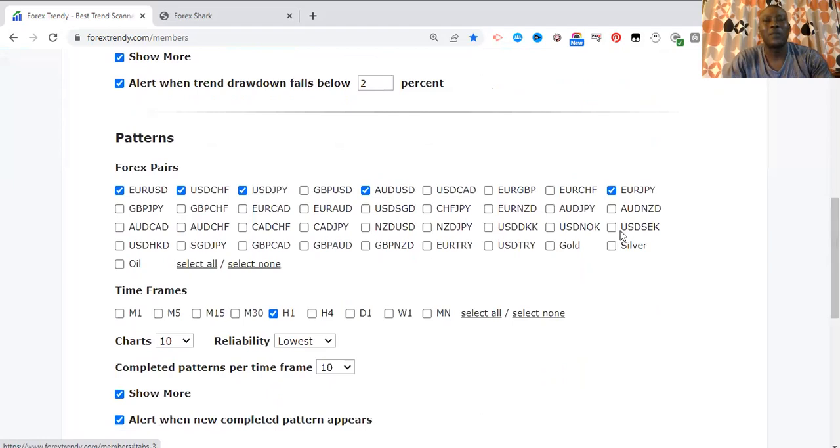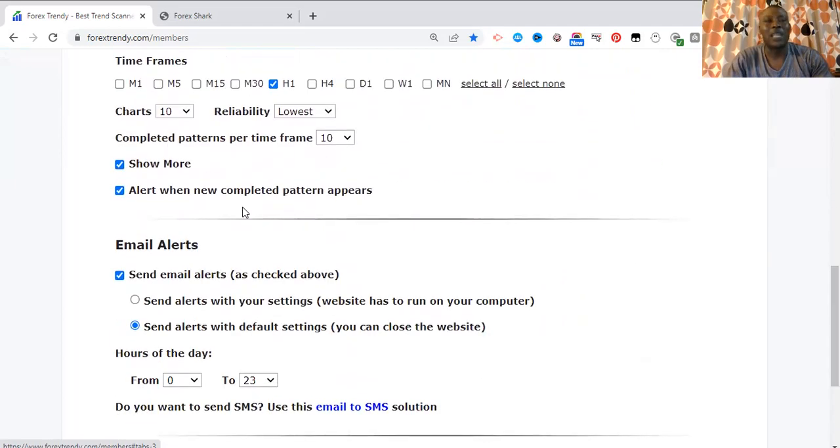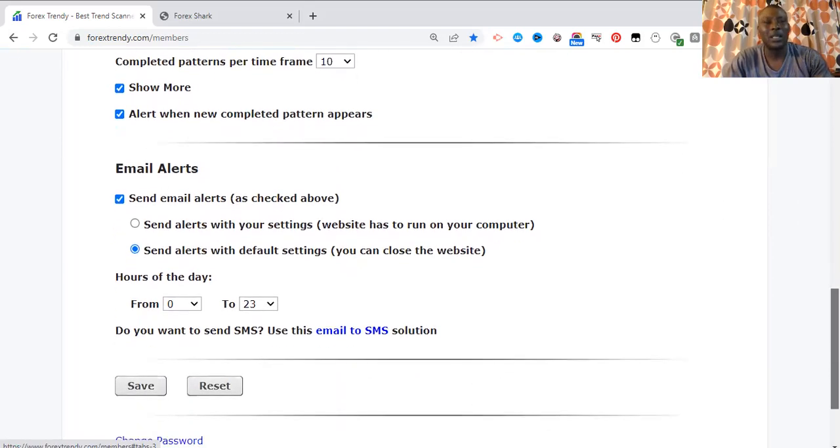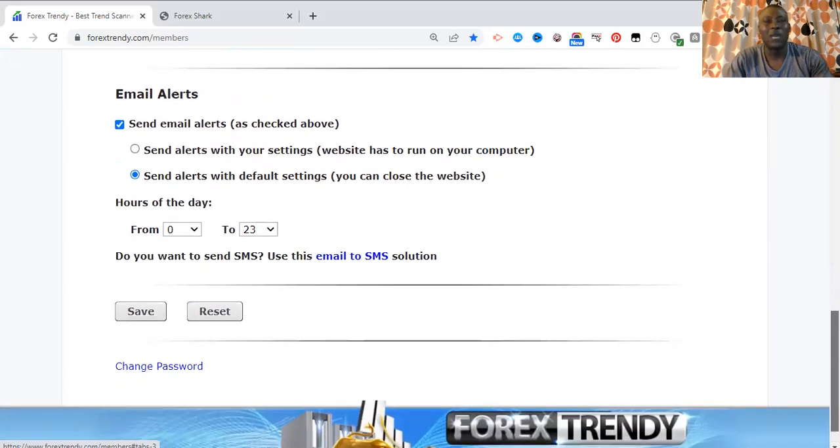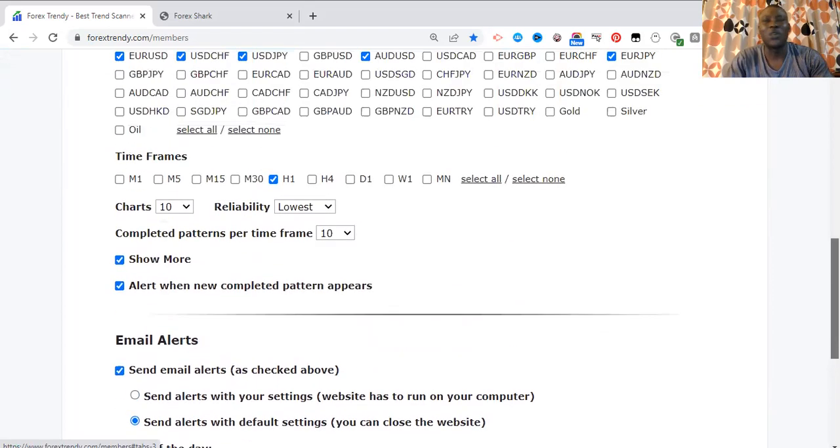We go to the pattern. You will see the pattern. It's same. I just pick only few. You can pick everything if you like, but I pick only few. And I use the H1 because H1 is what I always use for trading. And then I said, this 10 and the lowest chart and reliability is by default. Don't change it. Don't twist it. Leave it the way it is. Every other settings, you should set it exactly the way that you can see on this video. If you get this tool, you can come back to this video and watch.